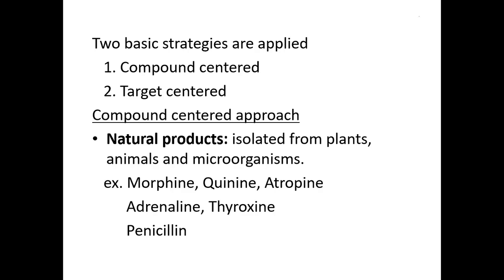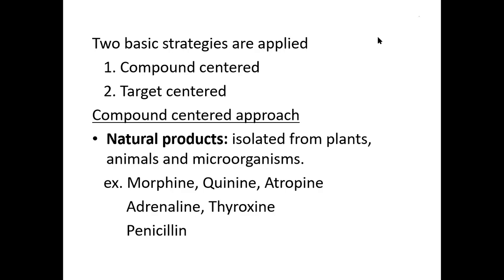When you talk regarding this compound-centered strategy, there are natural products which are isolated from plants, animals or microorganisms. Few examples of these natural products which are there in the market are morphine, quinine, atropine, adrenaline, thyroxine, and penicillin. Of course, everybody knows these are either penicillins or plant sources like morphine, quinine, atropine. So this is how we can say that is the compound-centered approach.